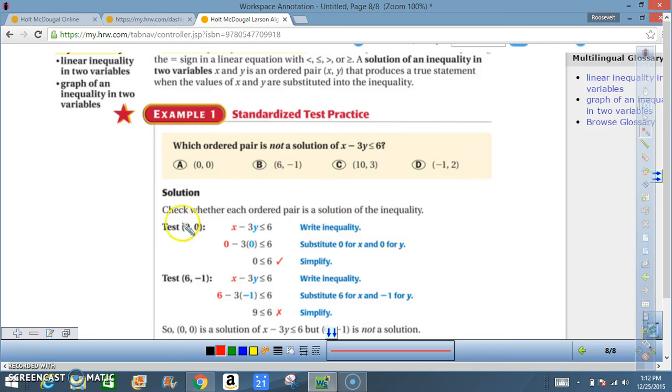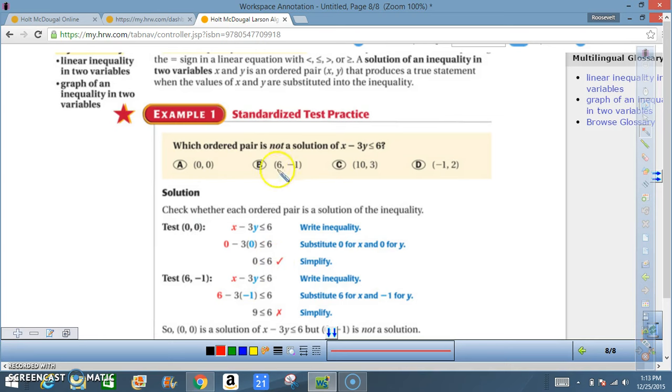Write the inequality, and then next we're going to test 0, 0. That's our first pair to test. So where x is, I put 0. Where y is, I put 0. Alright, so now I have 0 minus 3 times 0 is less than or equal to 6. 3 times 0 is 0, and 0 minus 0 is equal to 0. So 0 is less than or equal to 6. That turns out to be true.